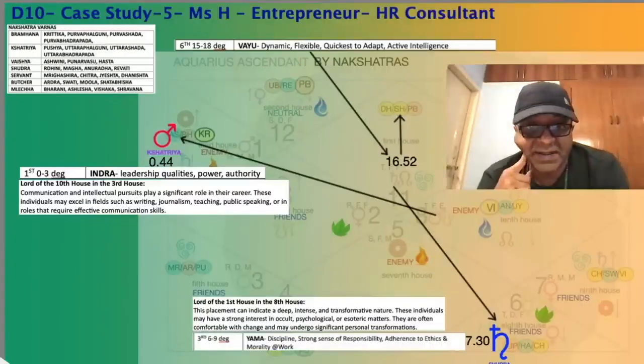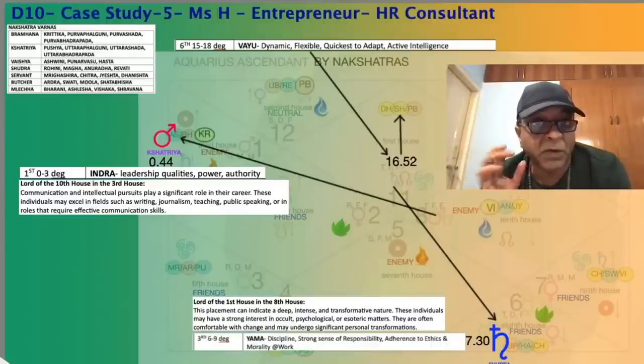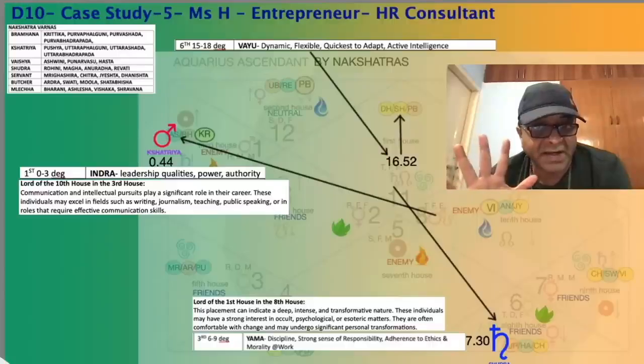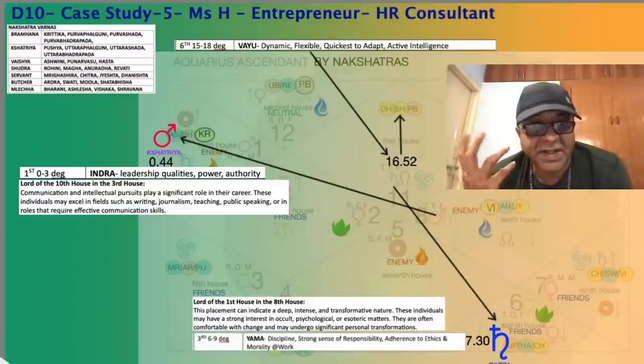15 to 18 degrees, Vayu, dynamic, flexible. She is quick to adapt in her work. We're talking about her work only now. She's got a very active intelligence. This is what it provides. Shatabhisha Nakshatra. So right there, we will examine now Shatabhisha, what it means and what professions it can do, right?